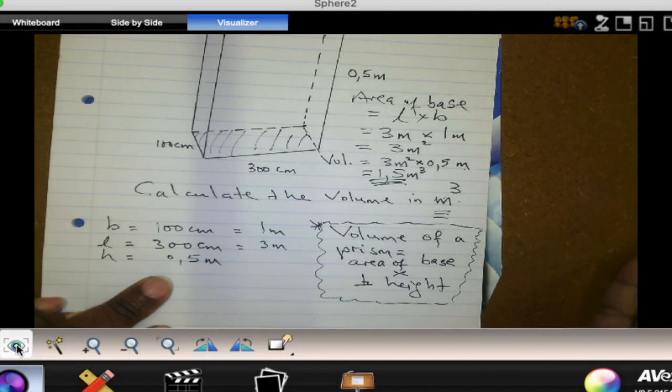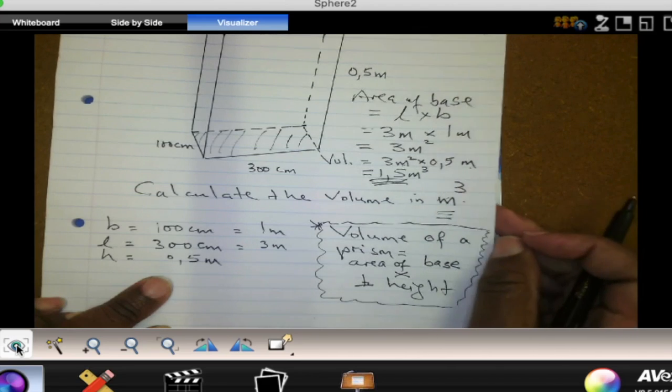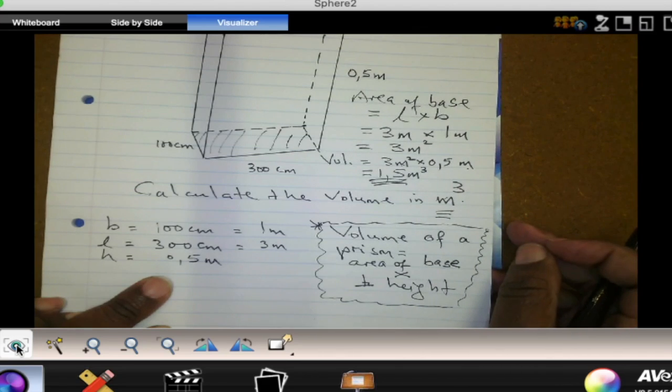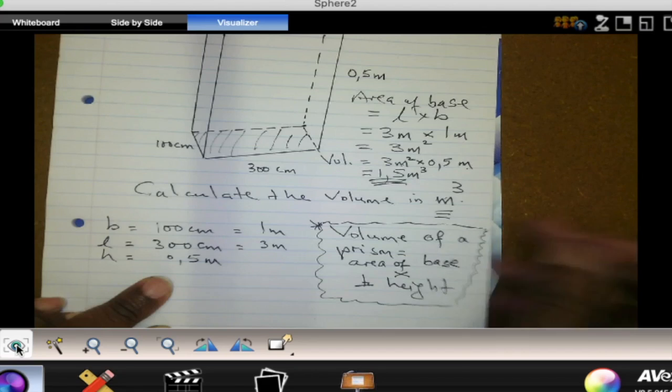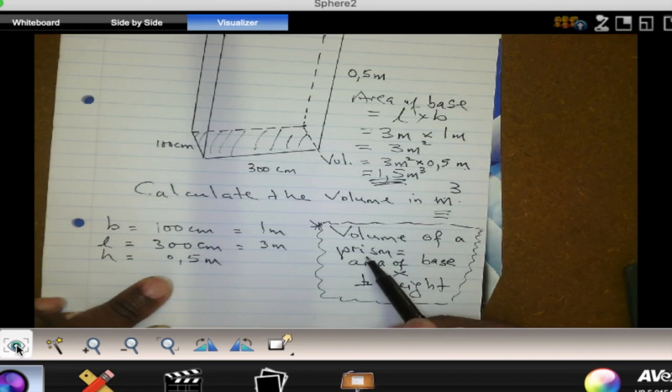Guys, it goes for every prism. All you need to do is, if you want the volume of the prism, work out the area of the base, and then multiply the area of the base by the perpendicular height. Yes, Elmarie? Isn't it half base times perpendicular height, the half area? Area times perpendicular height. It's for every prism. It could be a triangular prism or a rectangular prism or a circular prism. The volume of any prism will be given by that.